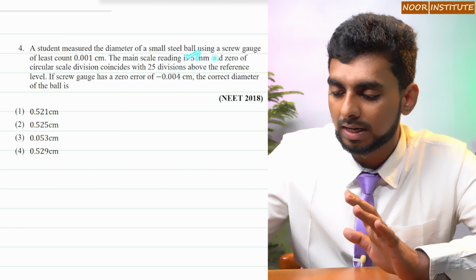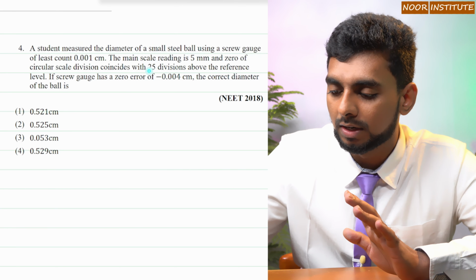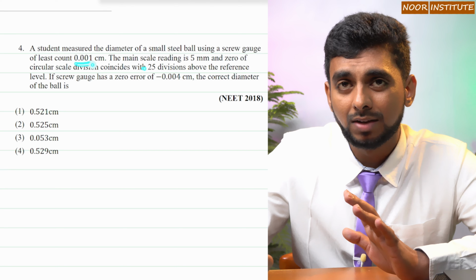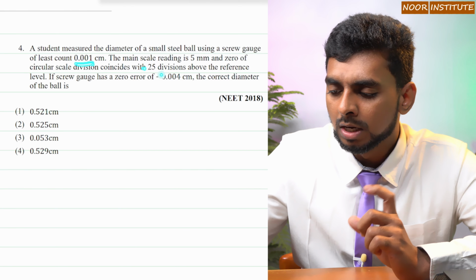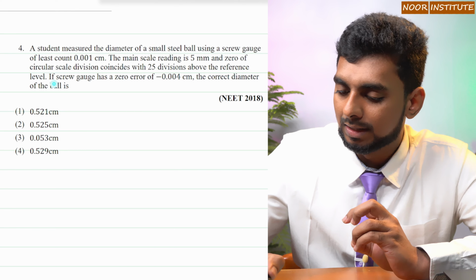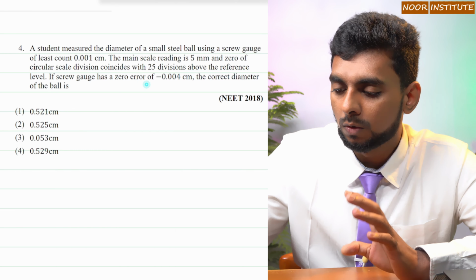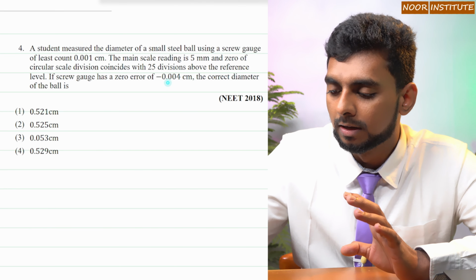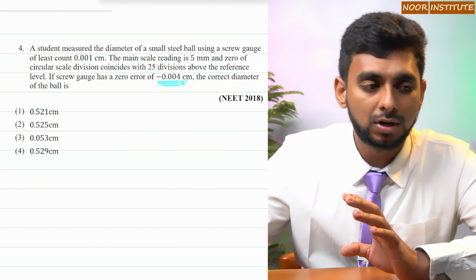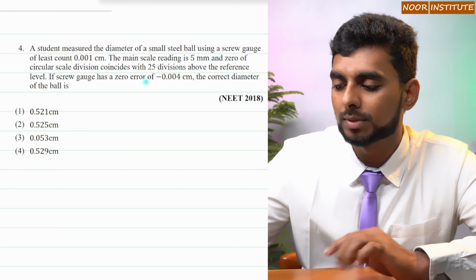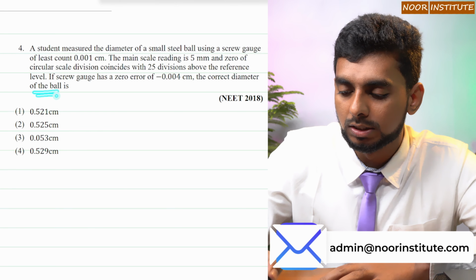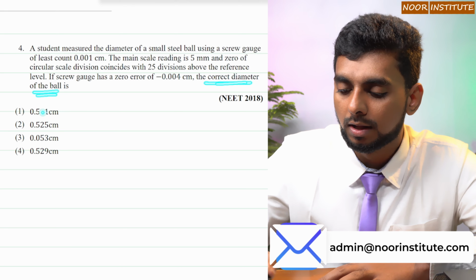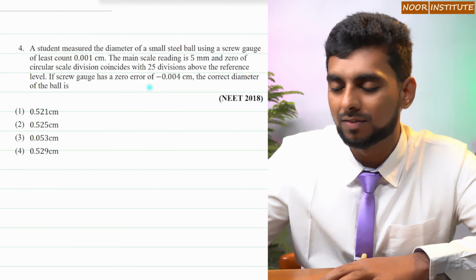So they have given us the main scale reading, which is 5 millimeter, and also the circular scale coincidence. So if I multiply it with the least count that they have given, I'll get the circular scale reading, right? The next thing they have given is that the screw gauge has a zero error of minus 0.004 centimeter, right? So this is a negative error, therefore I'll have to add it. If it is a negative error, I'll have to add it. If it is positive, then I'll have to subtract it, right? So this is the other way around. The correct diameter of the ball is, so I'll have to find the diameter of the ball, right? So I'll have to get the answer out of it.